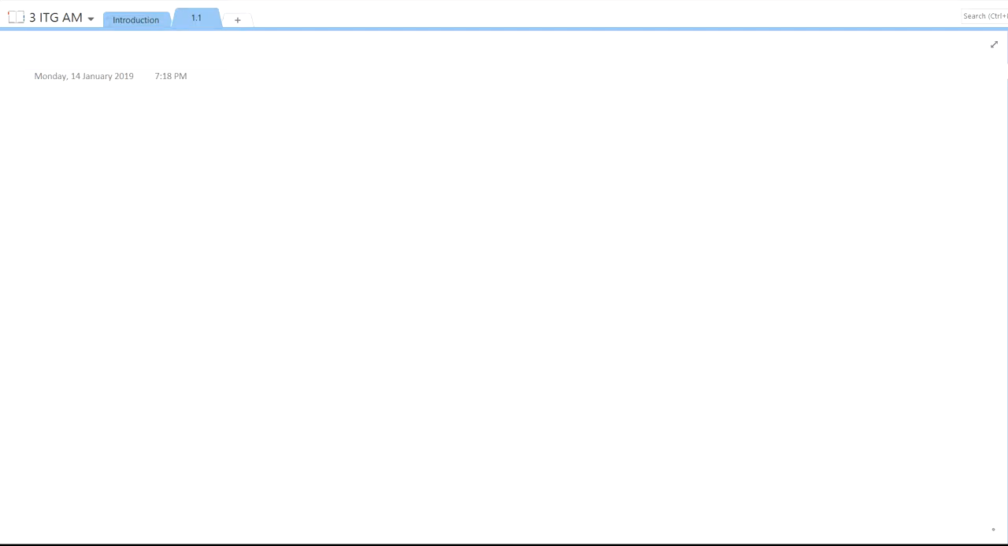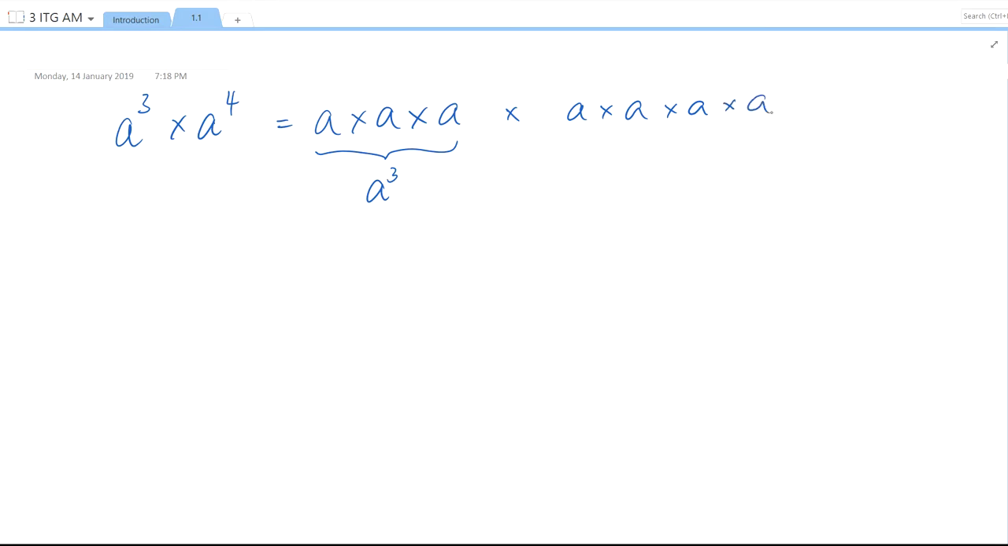This morning we talked about a to the power 3 times a to the power 4, and we saw that a to the power 3 is simply a times a times a, 3 times. So this is our a to the power 3. Then it is multiplied by a to the power 4: 1, 2, 3, and 4. So we have our a to the power 4.